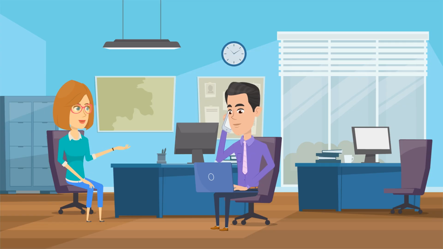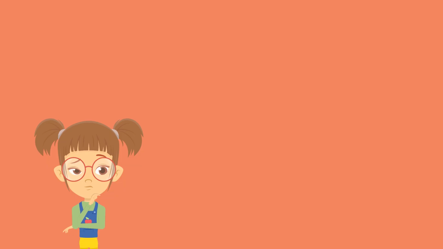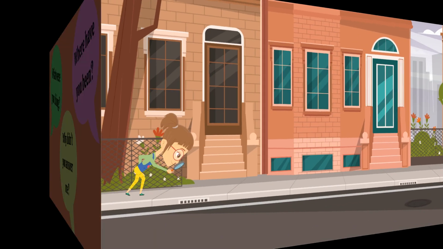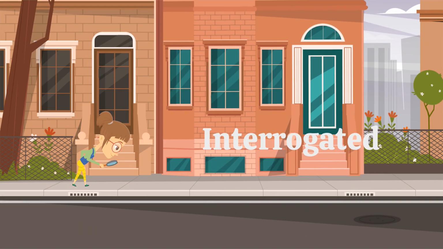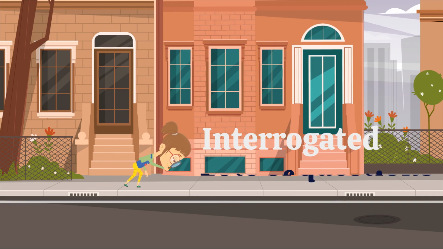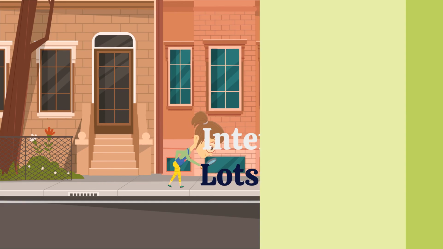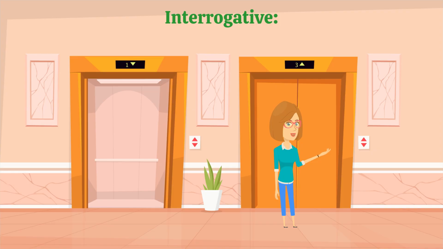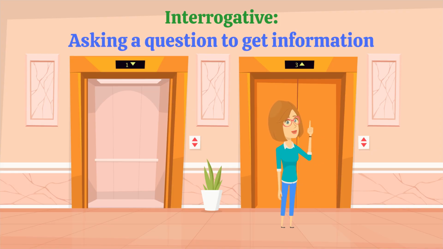Have you ever felt like someone was asking you a million questions in a row? Maybe a parent or teacher said, "Where have you been? What were you doing? Why didn't you answer me?" That's called being interrogated, and it just means someone is asking you lots of questions. That word, interrogated, is where we get the word interrogative from. So, when you hear interrogative, think, this sentence is asking a question to get information.